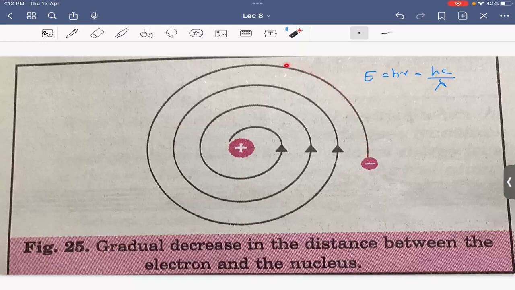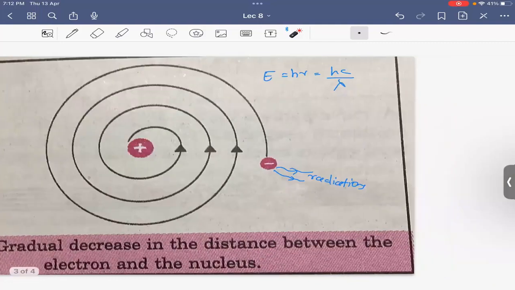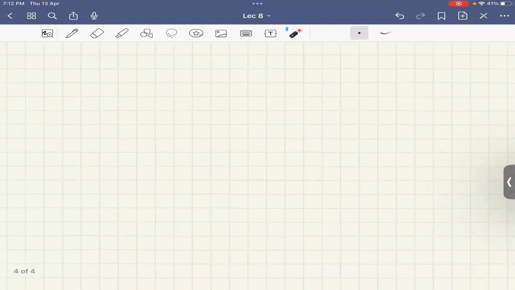Hence, instead of this electron moving in a circular orbit like this, because some amount of energy has been removed in the form of radiation, let's say this is the radiations, right? Because of this radiation, the energy of the electron continuously decreases, and hence it cannot follow the circular path, but instead it should follow a spiral path. And ultimately this electron should collapse onto the nucleus, thus making the atom unstable, right? So this is the gradual decrease in the distance between the electron and the nucleus. So this was the main issue with Rutherford's model, right?